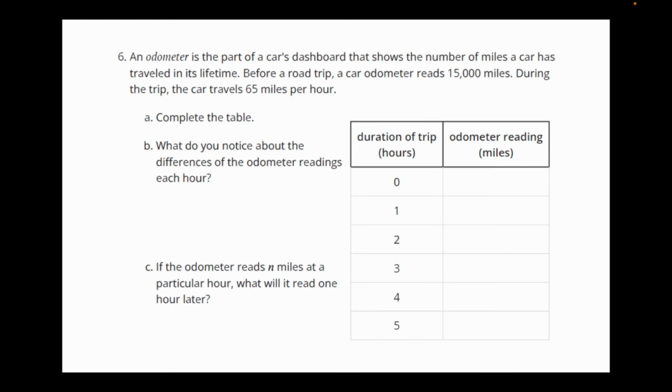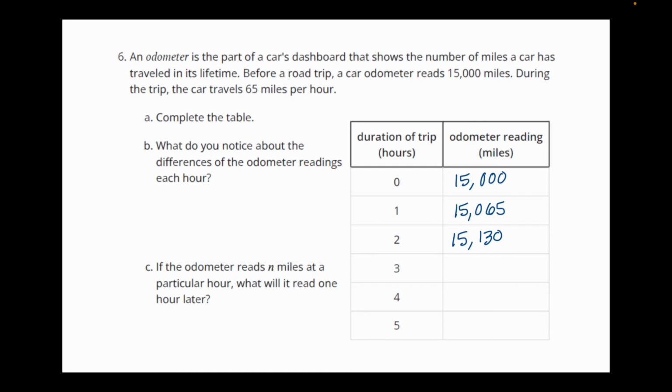So we're going to complete this table. Before this road trip, it was 15,000 miles. So that's our initial value, or our amount right here. And if we drive 1 hour, that's 65 miles per hour. So we're going to drive 65 miles. So 15,065. If I drive for 2 hours, I'm going to drive another 65 miles. So I'm just going to add. So this would be 15,130.